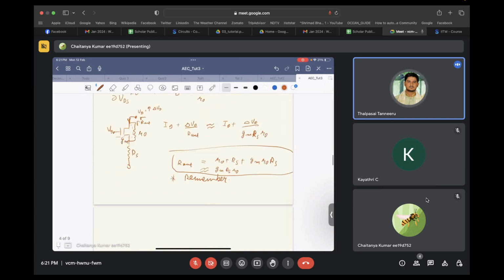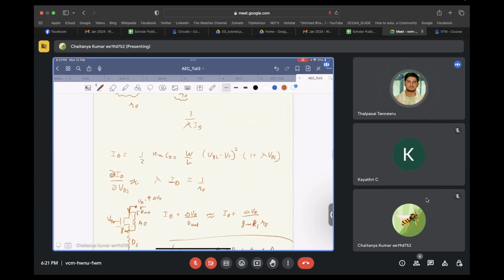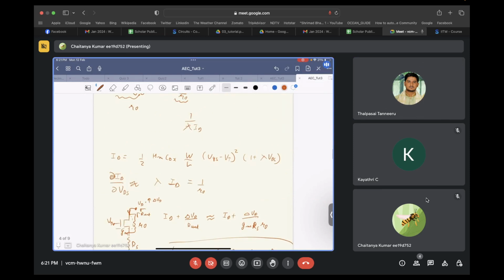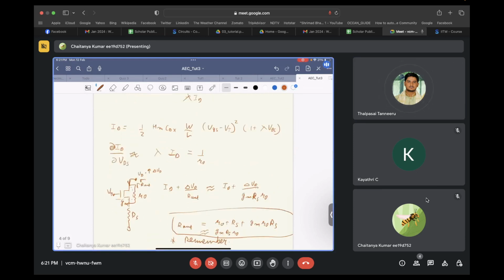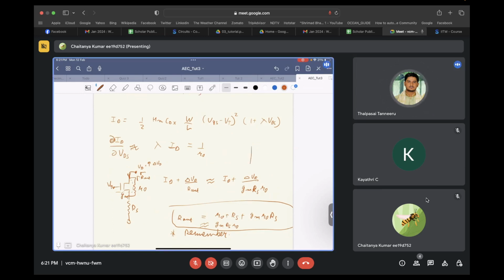What was it initially equal to? Delta VD by R naught, the incremental gain. Now it's delta VD divided by GM RS times R naught. The slope has reduced. Now this curve will look something like this, and the change in current due to change in VD will now be reduced many folds. Understood?